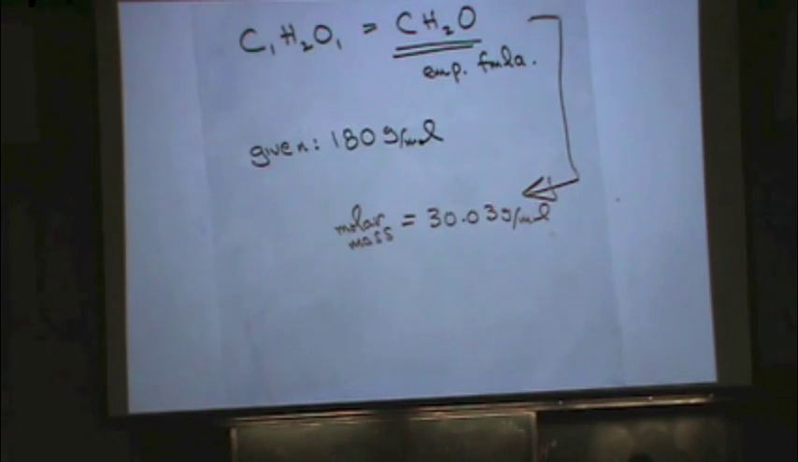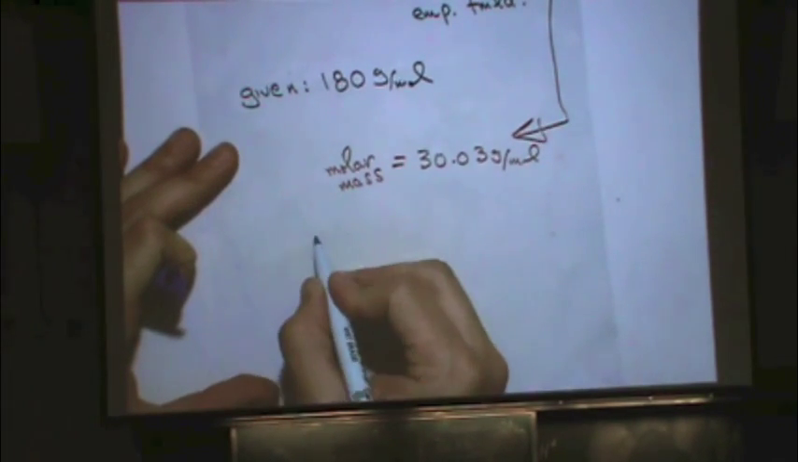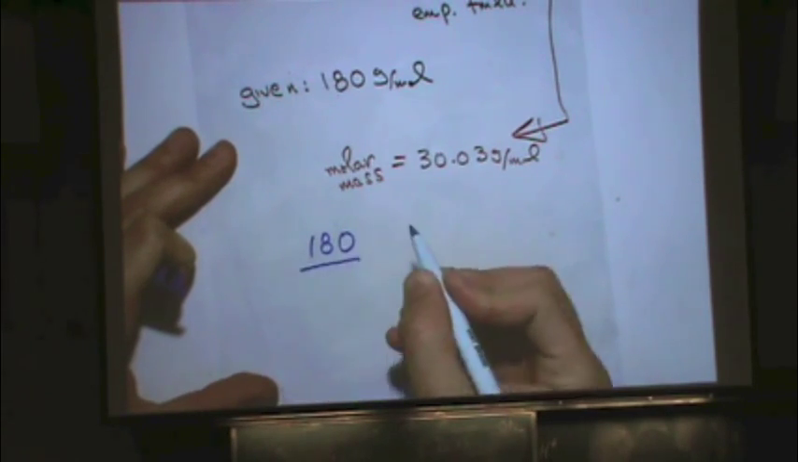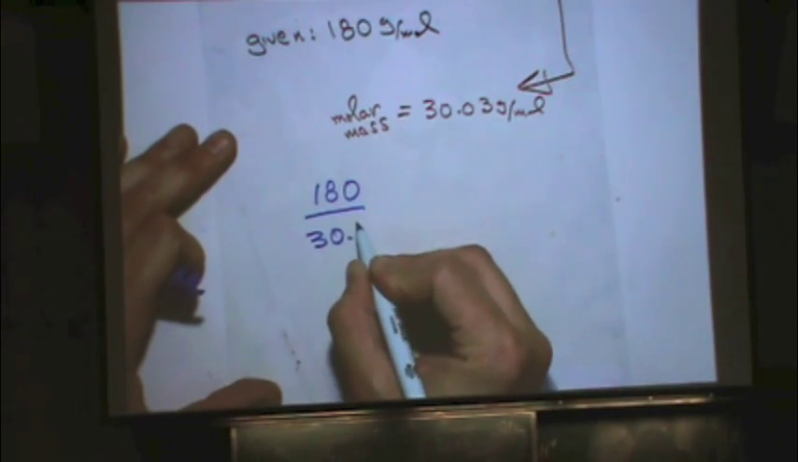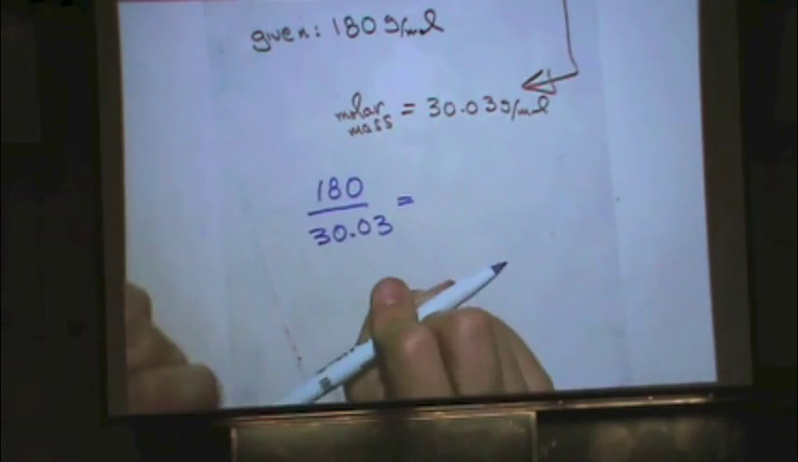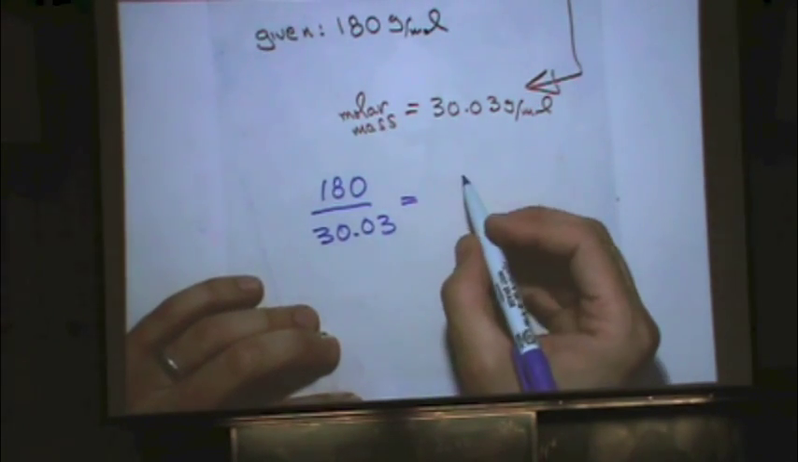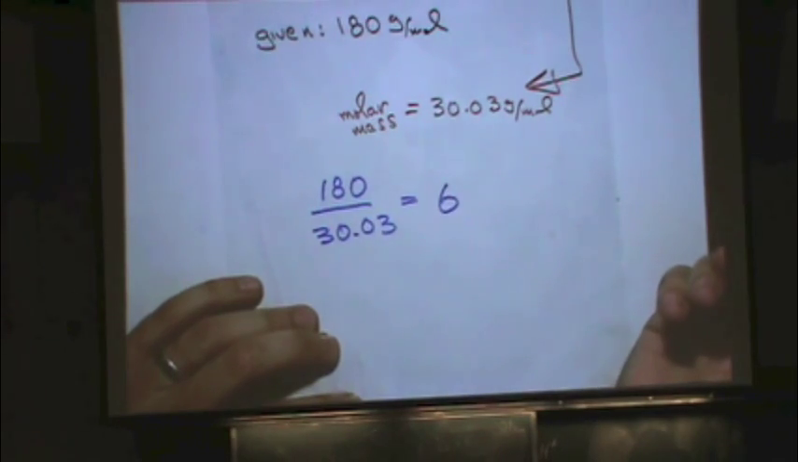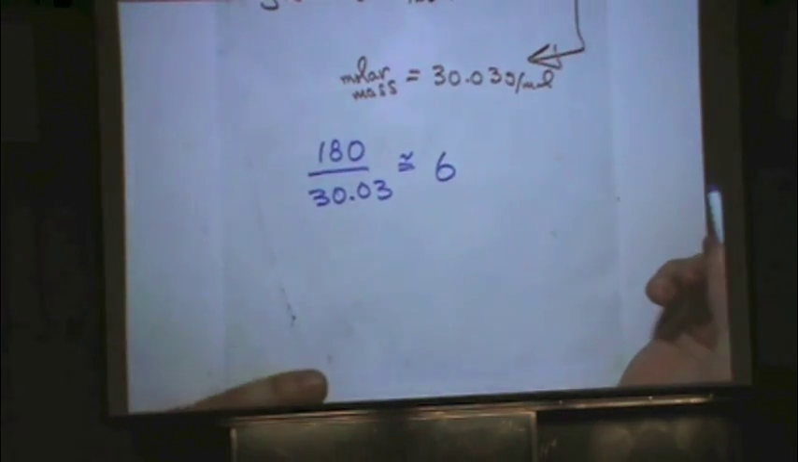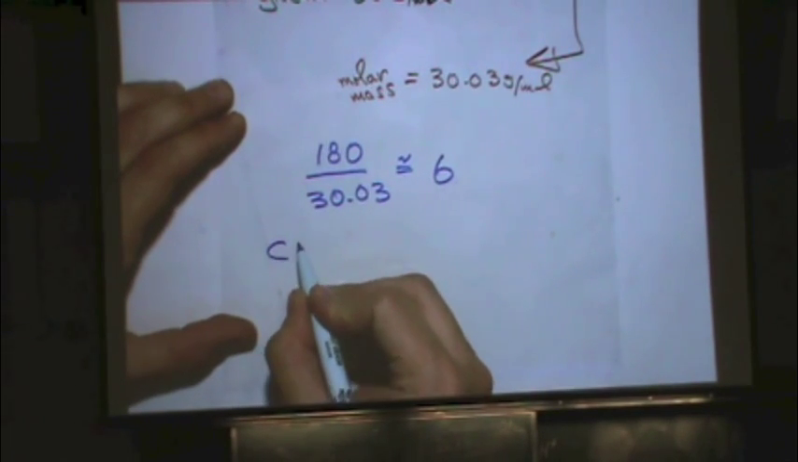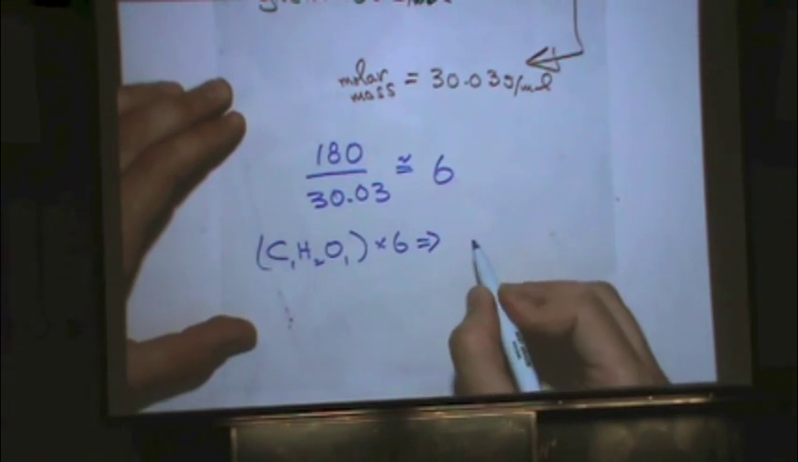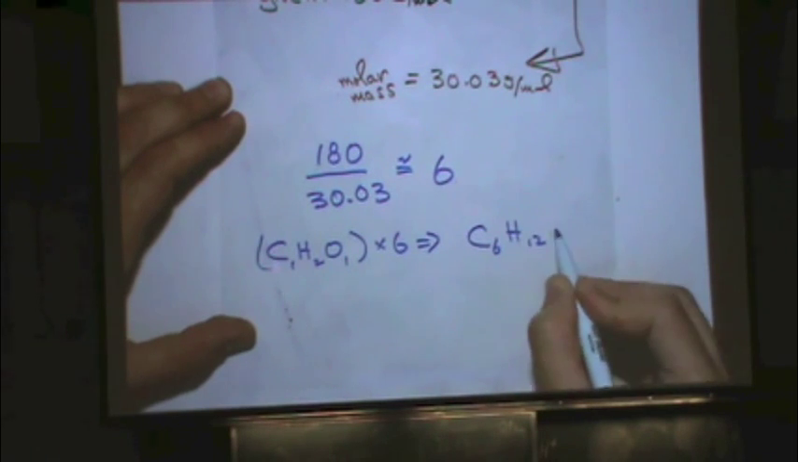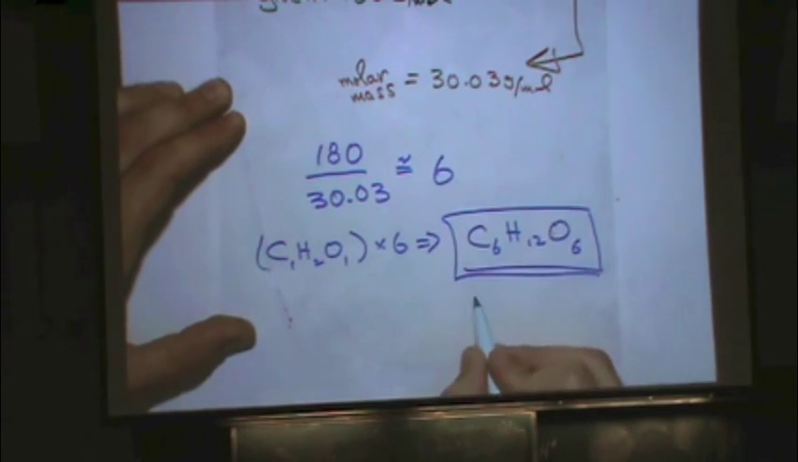And then now I'm going to find the molecular formula, or I'm going to find the difference through division. I'm going to take 180, the given of the molecular, in the numerator, divided by the empirical in the denominator. And you math savants, what is this going to be? Number 6. Approximately, you're going to round to the nearest whole number. And so you're going to take C1H2O1 and multiply the subscripts by 6, and you're going to get C6H12O6. This is the molecular formula.